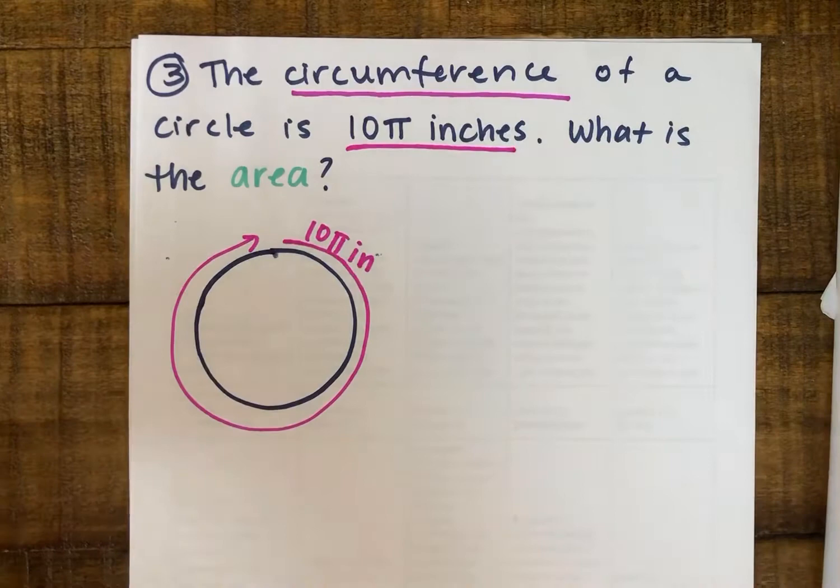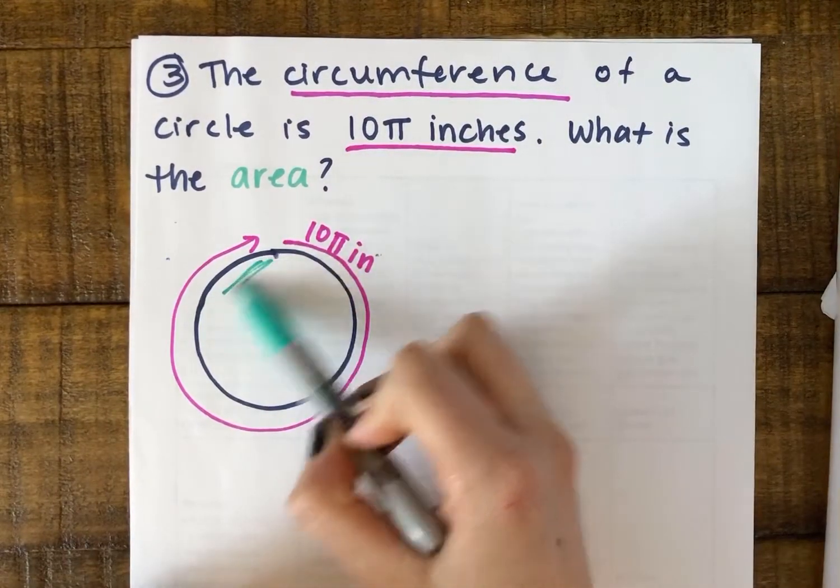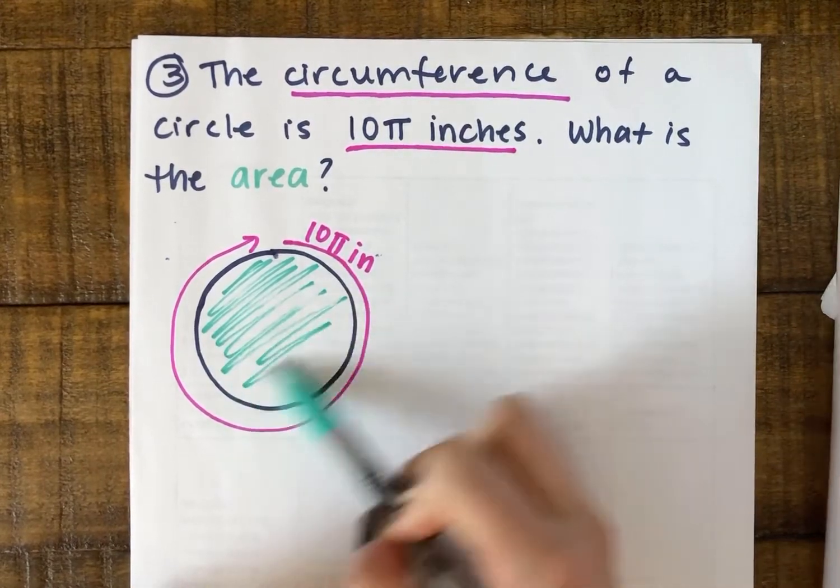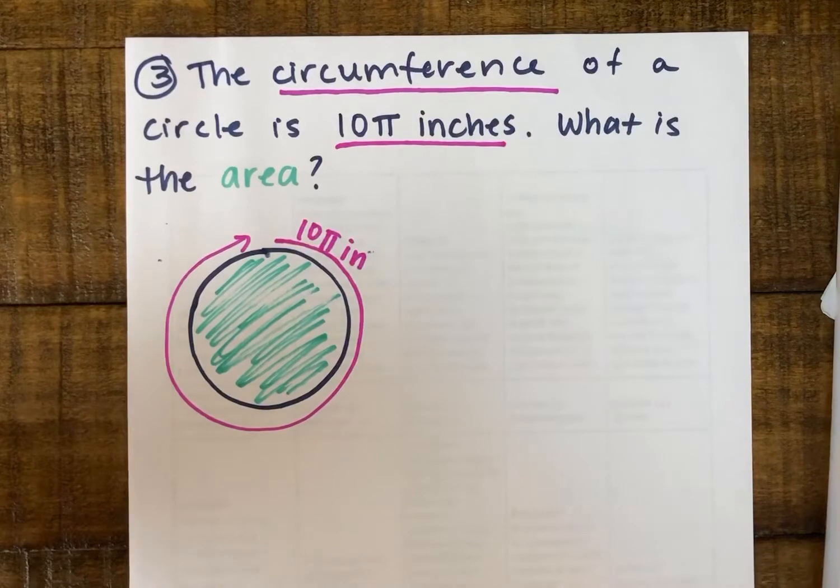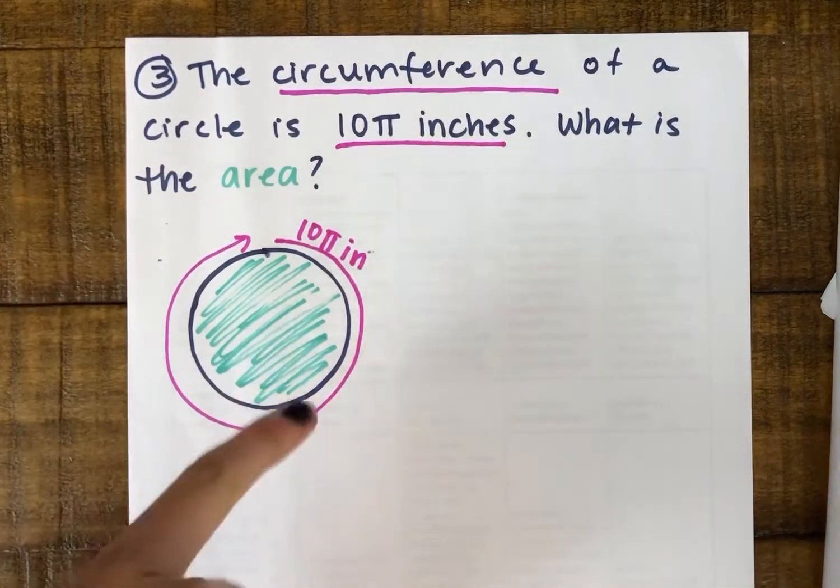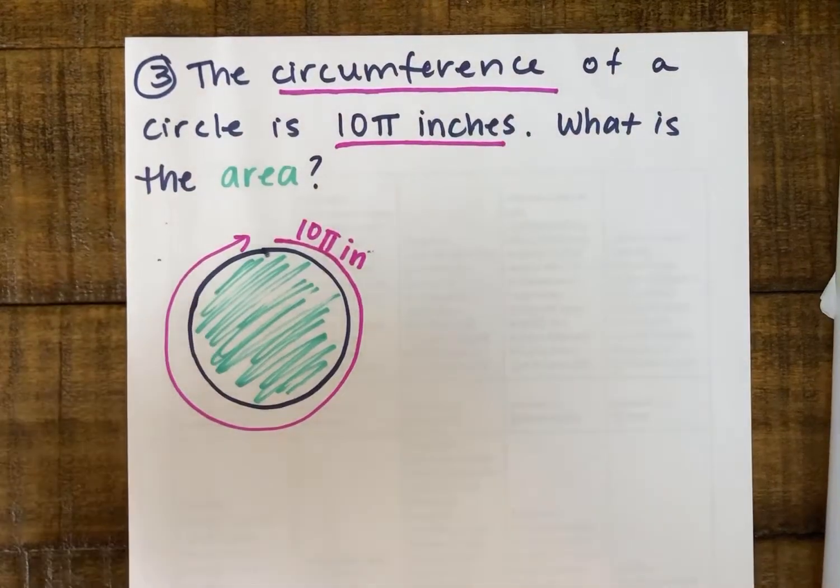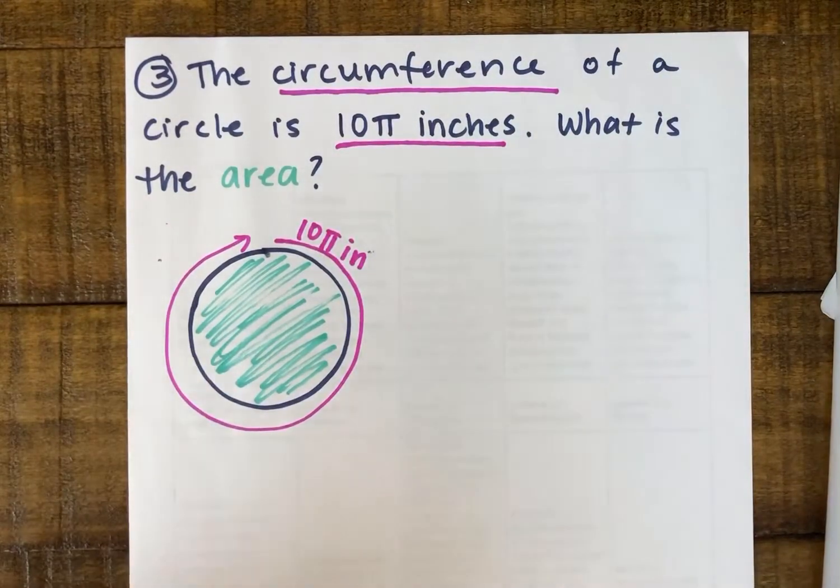And the thing they want to know is what is the area? So what is the amount of space taken up inside of my circle? There's no way to go exactly from circumference to area. There's no formula that relates the two of them. So we're going to have to break down what we know here.